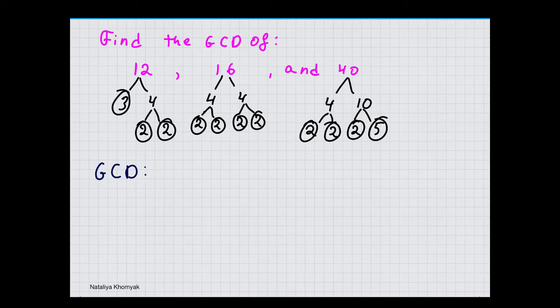Now let's construct our GCD. 12 has a 3, but the other two numbers do not have 3, so I cannot use that. It has a 2. We can match it with this 2 in 16 and this 2 in 40. So our first factor in common is a 2. It has another 2. We can match these 2's. Doesn't matter which ones you match, as long as you don't use them again. So we have another 2. There are no more factors that are in common in all 3 numbers that can be reused. So our GCD is 2 times 2, which is 4.